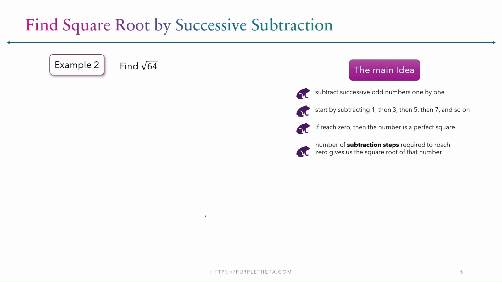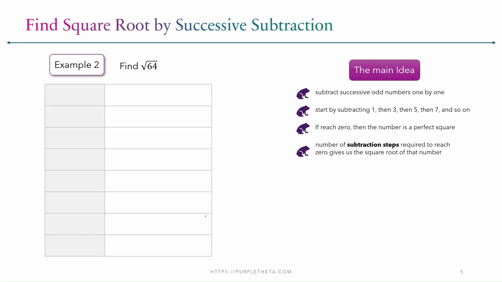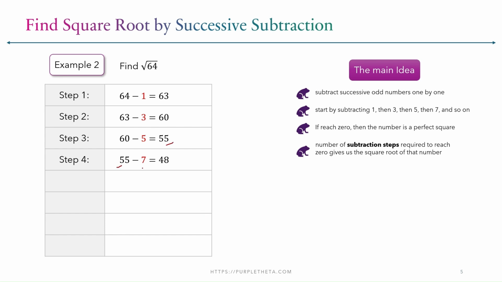Let us find out the square root of 64. Here also we are going to take a few steps. For the first step, I will take 64 and subtract 1. For the second step, I will take 63 and subtract 3 out of it. For the third step, I will subtract 5 from 60, right? For the fourth step, I will take 55 and subtract 7 from it. For the fifth step, I have taken 48, that is 55 minus 7 is 48, and subtracted 9 from it.